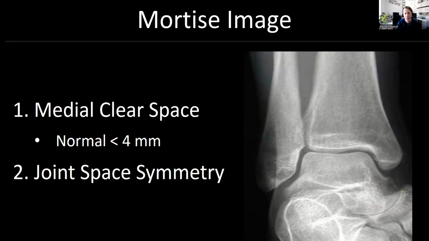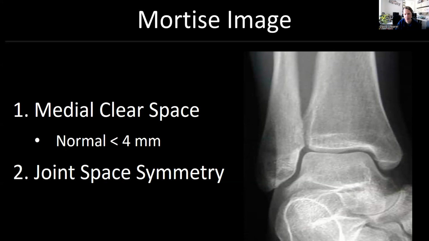So what parameters can we look at on x-rays to understand if the ankle mortise is stable or unstable? Well, the first and arguably one of the most important images is the mortise image, which is taken by internally rotating the foot 15 to 20 degrees, which brings the x-ray beam in line with the ankle joint, as you can see here. It will generally be the best, most important AP view.